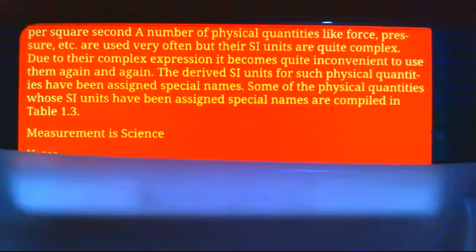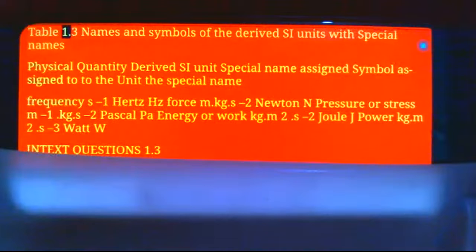Table 1.3: Names and symbols of the derived SI units with special names. Frequency: s⁻¹, hertz, Hz. Force: kg m s⁻², newton, N. Pressure or stress: kg m⁻¹ s⁻², pascal, Pa. Energy or work: kg m² s⁻², joule, J. Power: kg m² s⁻³, watt, W.